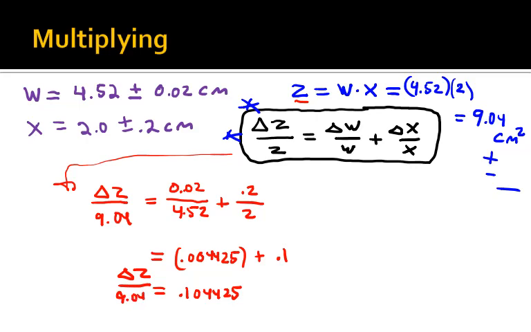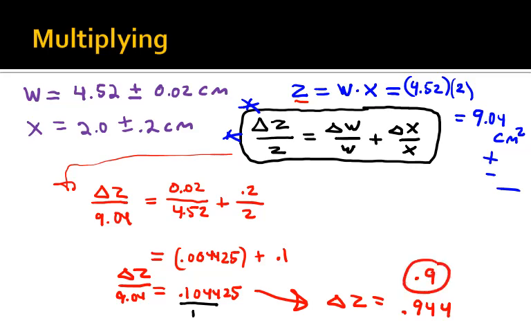And so when we put this over 1, we'll cross multiply, and uncertainty of z comes out to be, we multiply that by 9.04. We get 0.944. And so what we do, again, we'll round to one significant figure, so to 0.9. And that's what we've got.